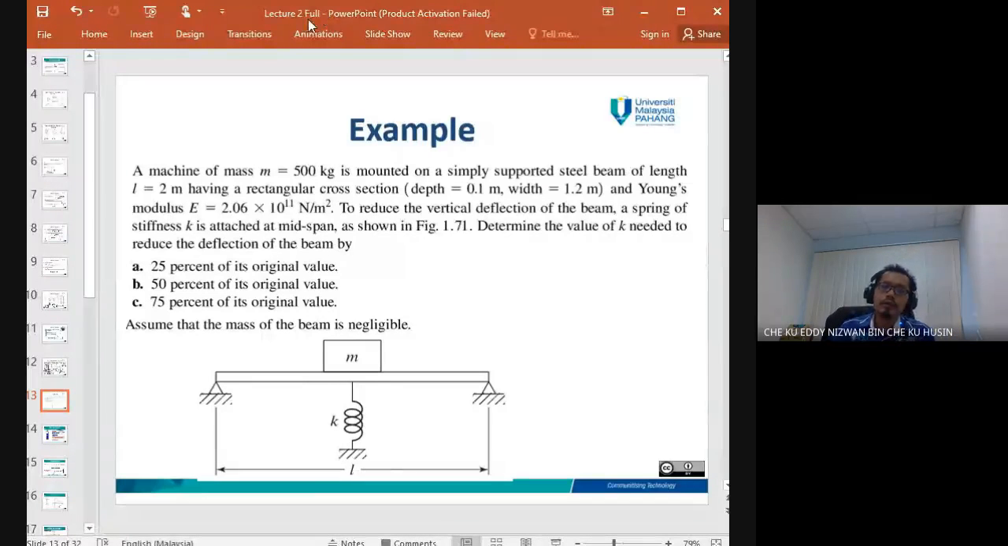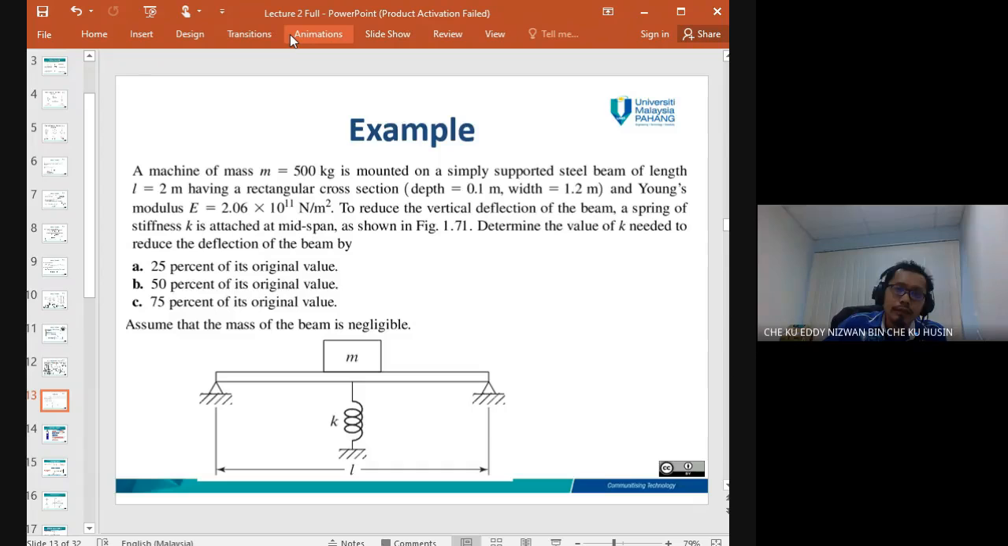Okay, so now we continue. Another example. So this is a machine of a mass of 500 kg mounted on a simply supported steel beam with a length of 2 meters, having a rectangular cross section with the dimension of 0.1 depth and width is 1.2 meter. And then the Young's modulus for this beam is 2.06 times 10 power of 11 Newton over meter square.